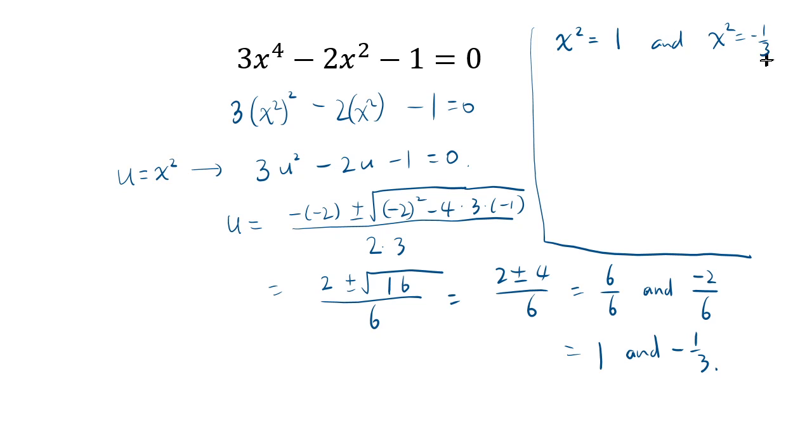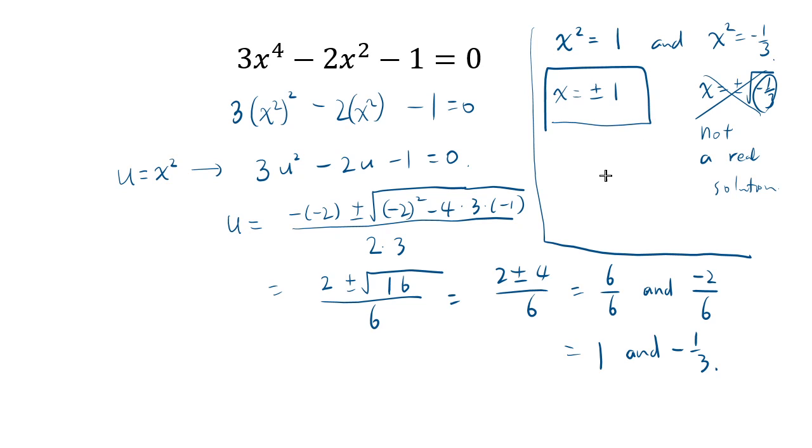Okay, so u is x squared, so you say x squared is 1 and x squared is negative 1/3. Now, x squared equal to 1 is plus or minus 1, right? X could be 1 or negative 1, but x squared equals to negative 1/3 doesn't make sense because if you take the plus minus of square root of negative 1/3, this is negative, so this is not a real solution. Okay, and therefore this will be the only answer.